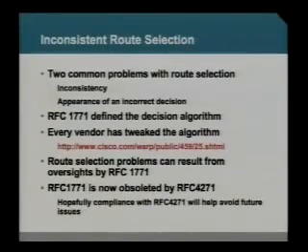The two common problems you can get with route selection. The first one is inconsistency, and the second one is the appearance of an incorrect decision. Now, RFC 1771 was the original BGP spec. It's now obsolete, but pretty much anybody who's implemented BGP over the last 10 years has followed RFC 1771 to some greater or lesser extent.